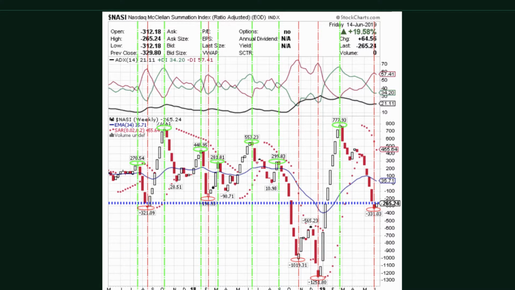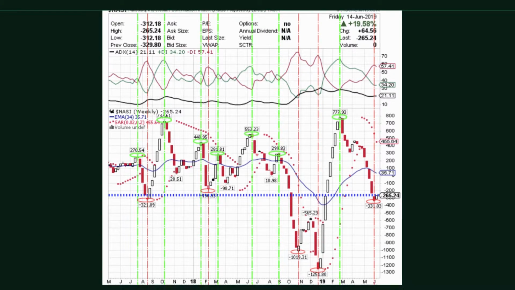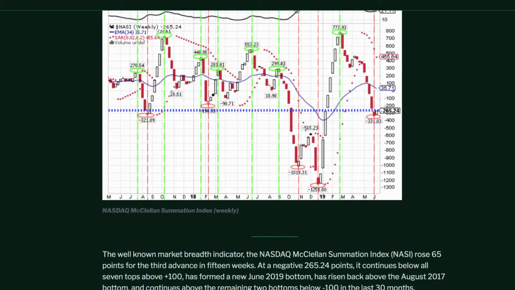The well-known market breadth indicator, the Nasdaq McClellan Summation Index, rose 65 points for the third advance in 15 weeks. At a negative 265.24 points, it continues below all 7 tops above plus 100, has formed a new June 2019 bottom, has risen back above the August 2017 bottom, and continues above the remaining 2 bottoms below minus 100 in the last 30 months.